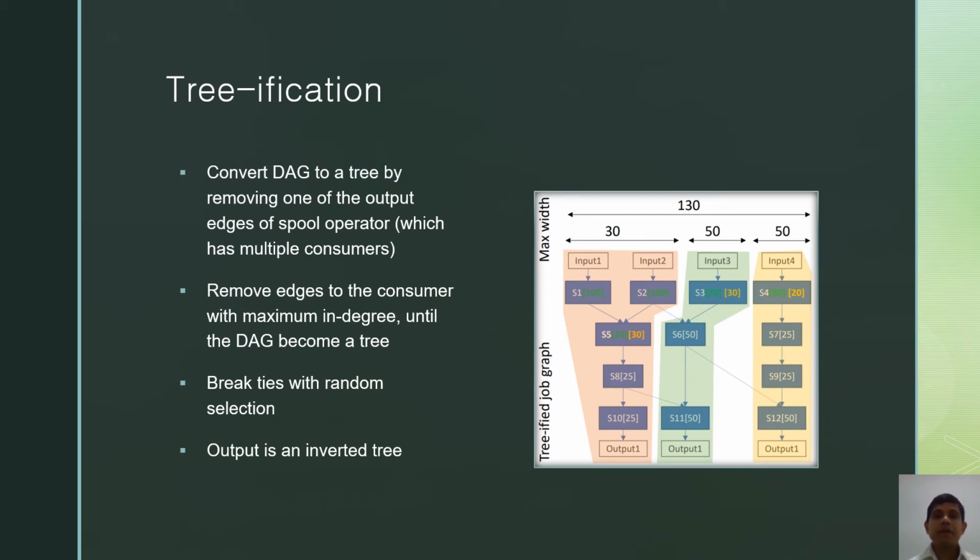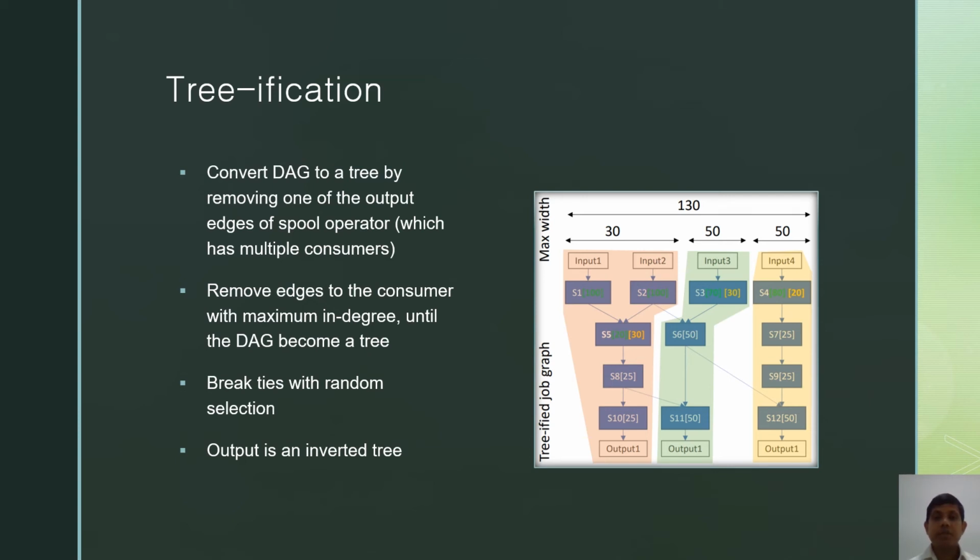When converting the DAG to trees, we start from the output nodes, then look at the parent-child edges in the reverse way. Whenever we encounter a spool operator, we remove the edges except one. While selecting which edge to keep, we choose the one to the consumer with higher in-degree. In case of ties, we can select randomly.